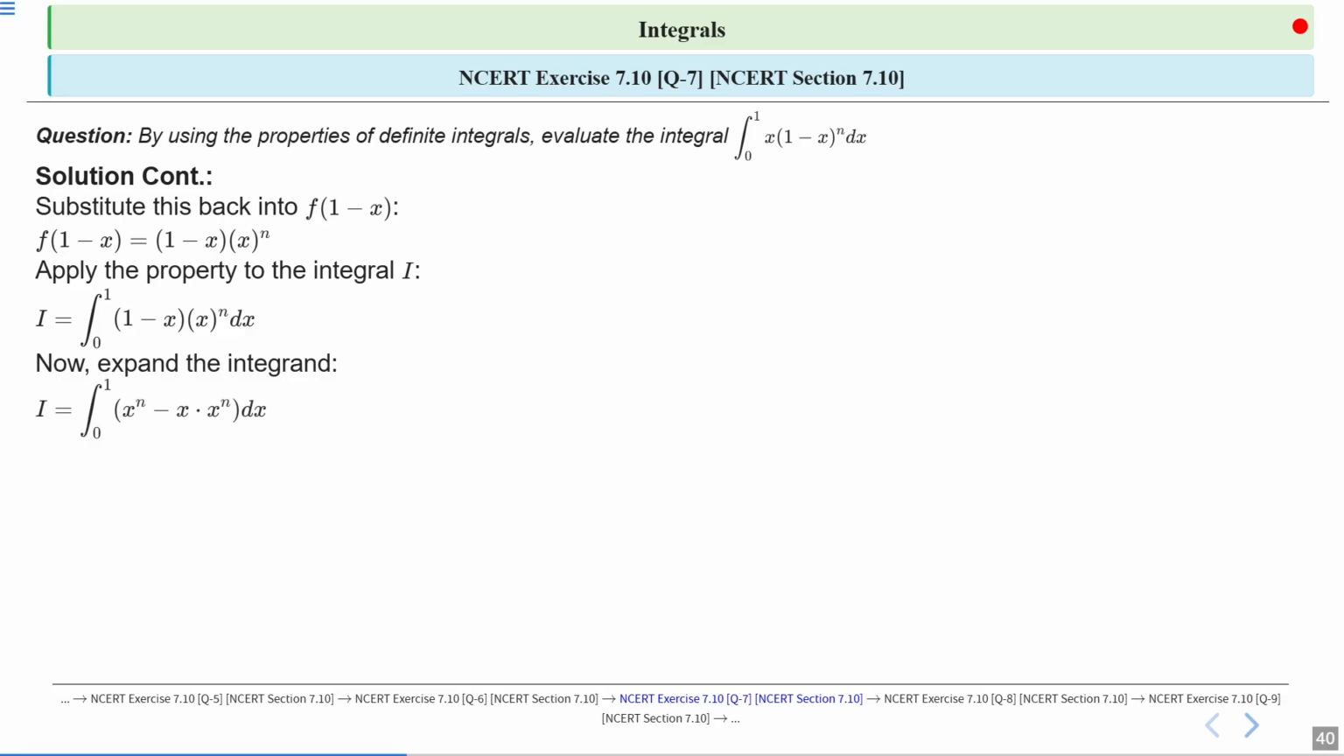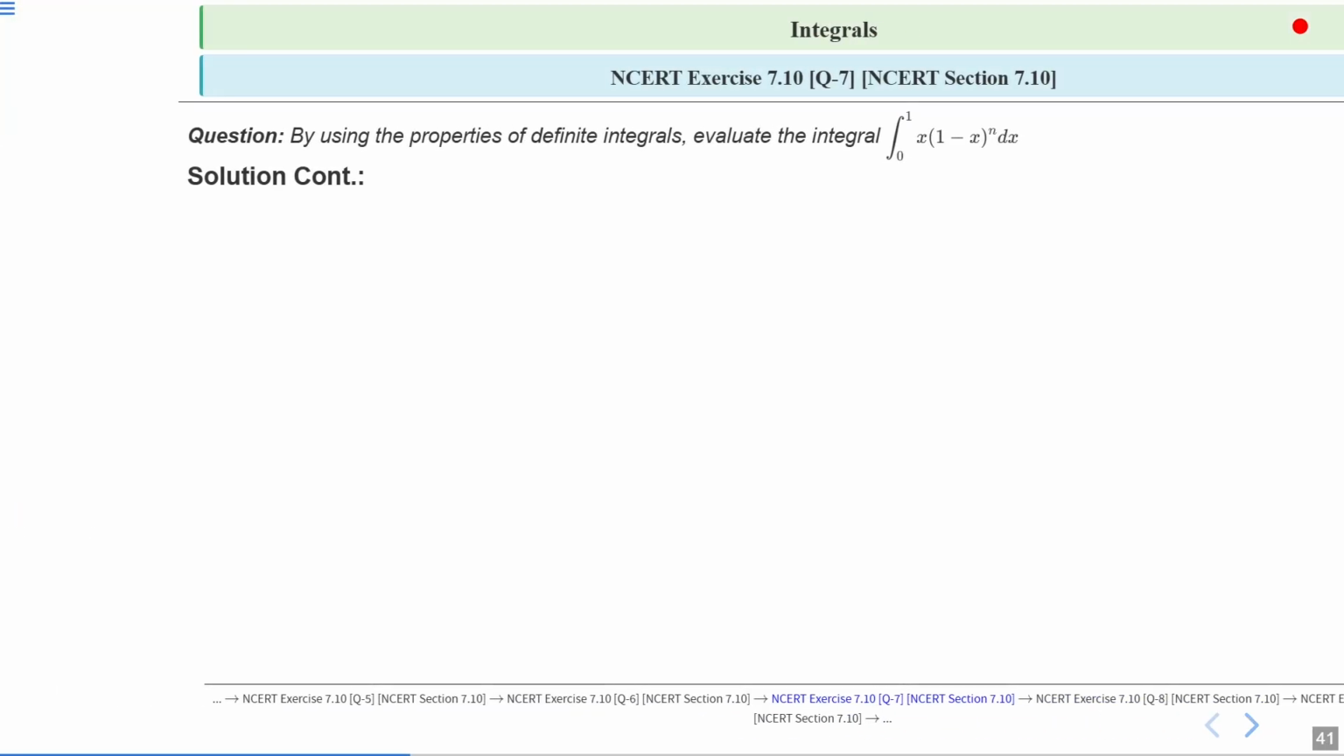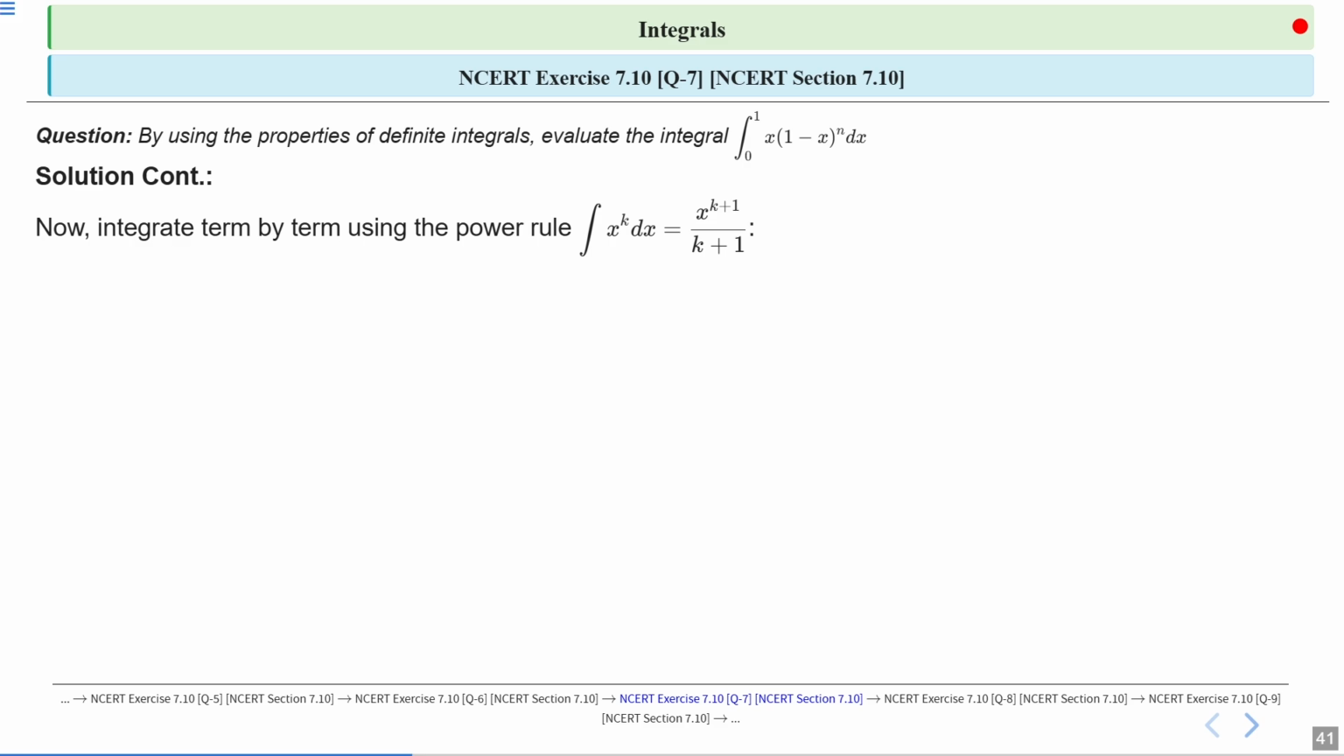So expand the integrand, multiply with x the power n, which becomes x the power n minus x into x the power n dx. So 0 to 1 of x the power n minus x the power n plus 1 dx. Now integrate each term using the power rule, that is integration of x the power k is x the power k plus 1 by k plus 1. So I is equal to x the power n plus 1 by n plus 1 minus x the power n plus 2 by n plus 2. Now apply the limits.